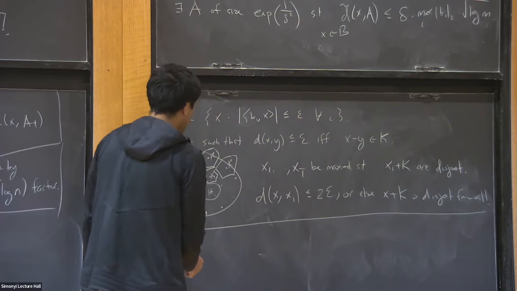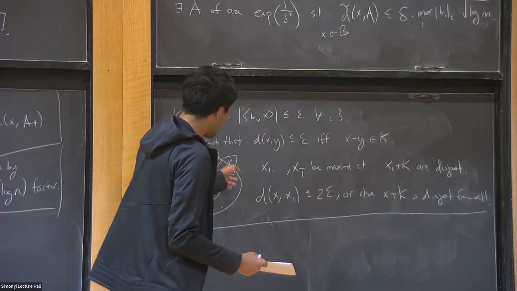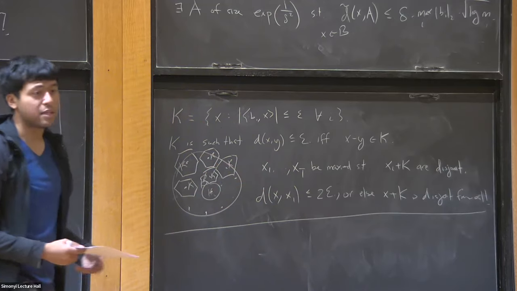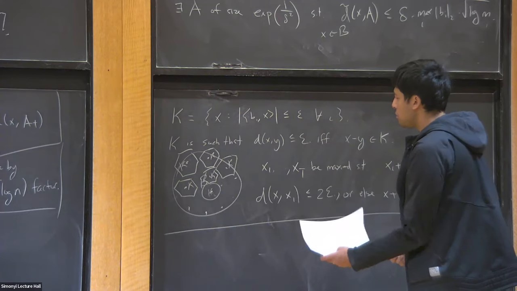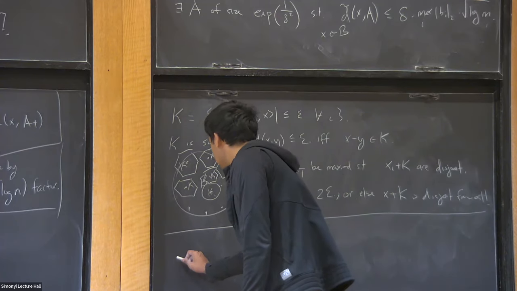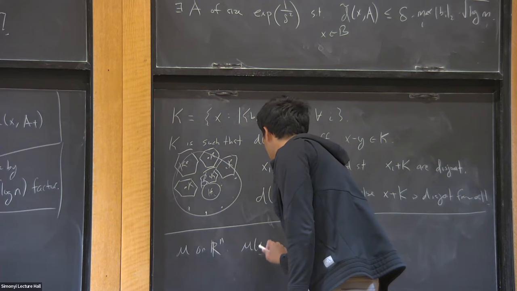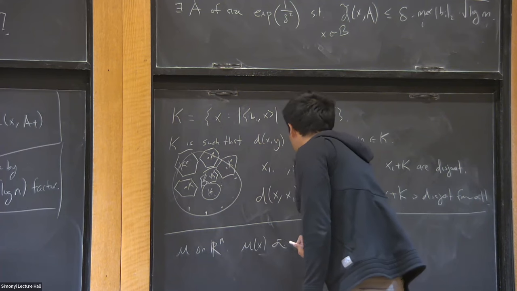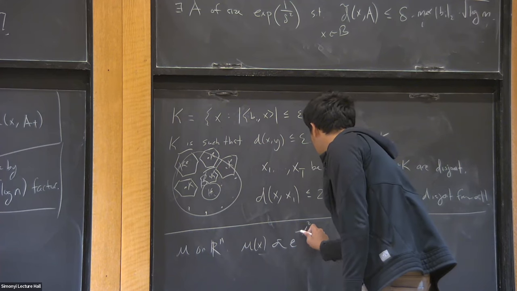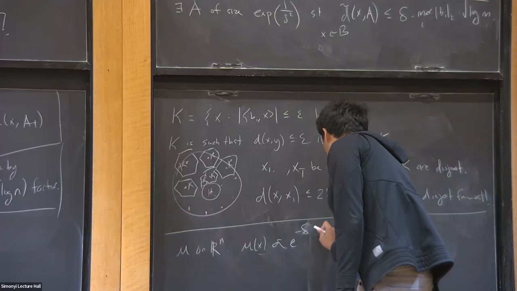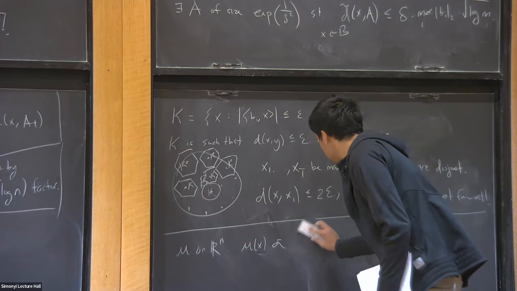So the plan now is to understand the maximal number of disjoint bodies K that I can pack into B. Now, how do we bound this? The basic strategy is to define a measure mu on R^n, which is going to be a Gaussian measure. So mu is proportional to e to the minus delta times x squared for now. Okay, delta is bad. So it's e to the minus eta times x squared.